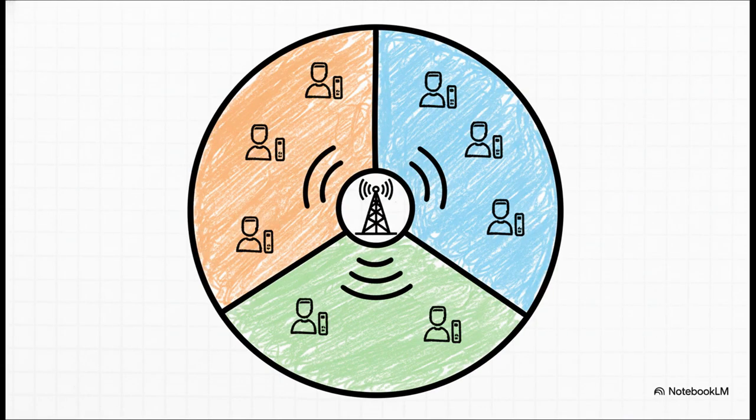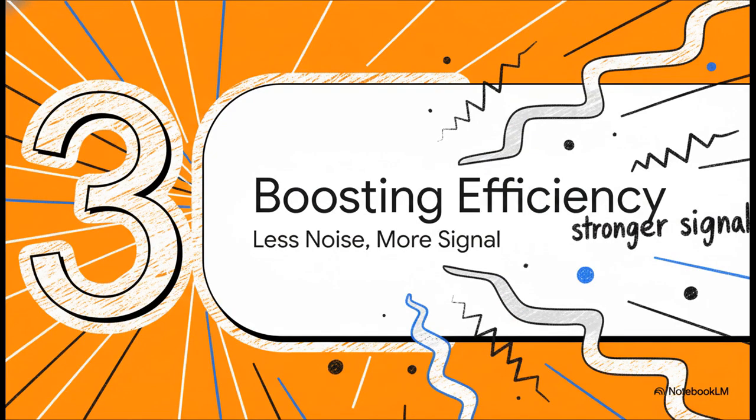Now, the other big technique is cell sectorization. Think of a cell tower's coverage area like a giant pizza. Sectorization just cuts that pizza into smaller slices. Each one of those slices, or sectors, gets its own dedicated directional antenna, so it only has to worry about the users inside that one slice. This is huge because it means the system can reuse the exact same frequency in different sectors, which just massively boosts the network's capacity.